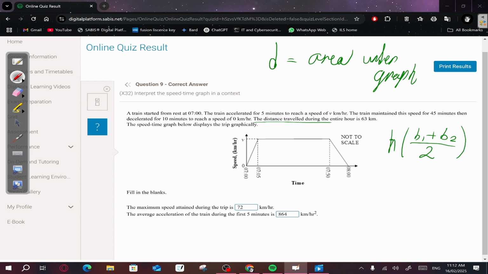Okay? Now we have this. Our height, if you notice, is v, because our height, which is our maximum speed, is v. So v times b1 plus b2 over 2. And we know that the distance is the area, so d equals A. So this is actually 63 equals all of this. Now, let's find our b1 and b2.